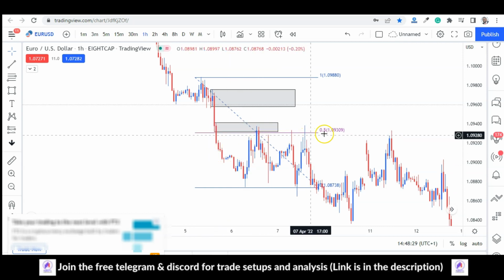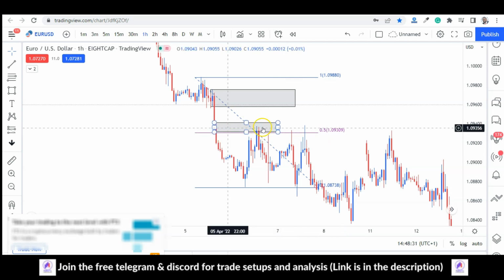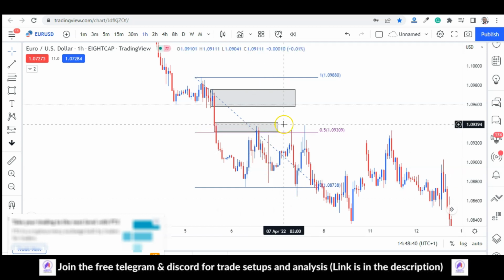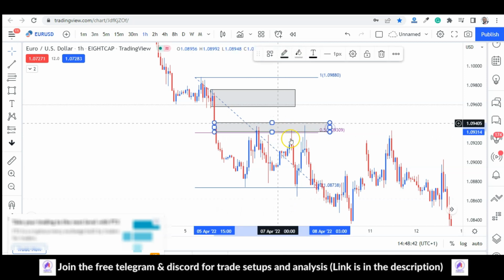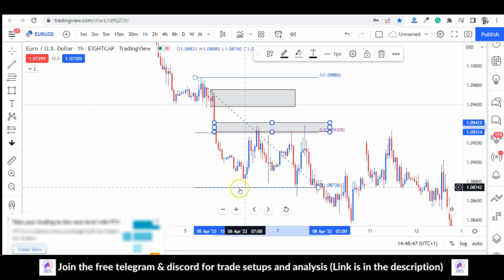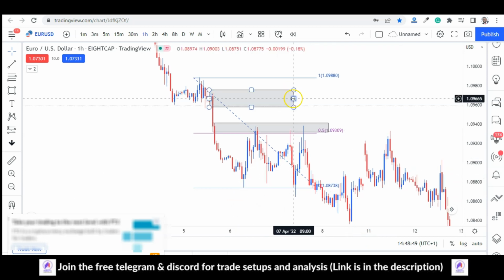In this case, this is above the 50% level, so you can attempt to sell from here once you have a lower time frame confirmation. Okay, with lower time frame confirmation. As you can see, price came into this area before going down to take this target. This is your target here. Price is not getting there.